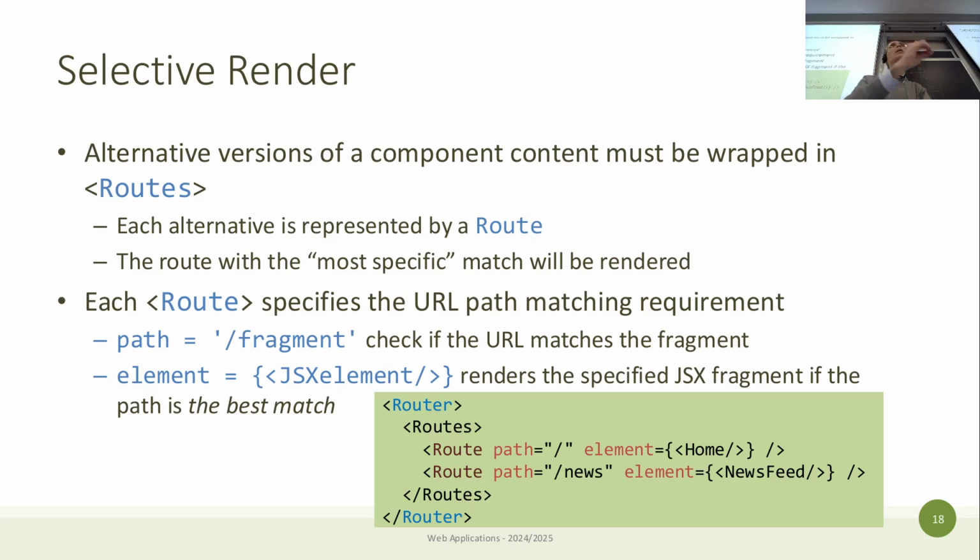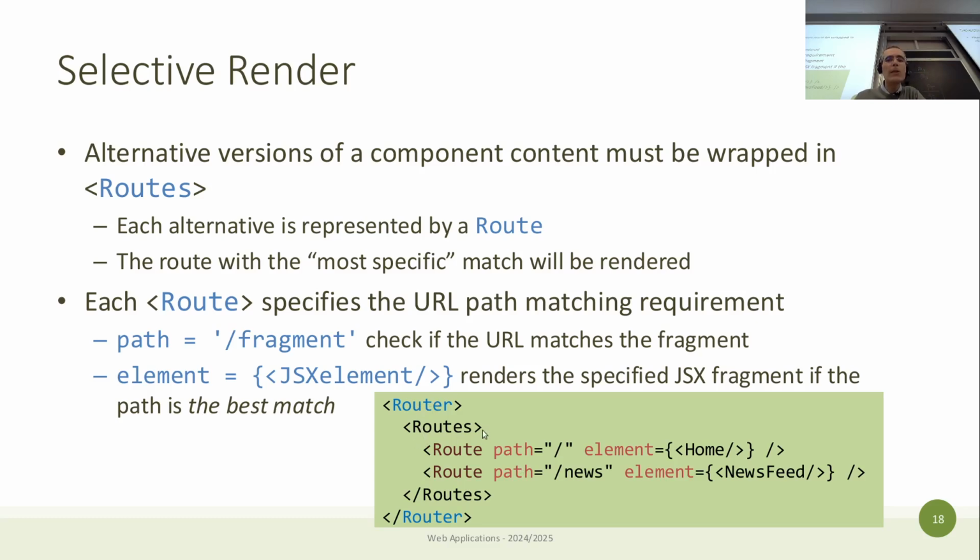Here we have path equal to, and that's the URL fragment. So the part of the URL we would like to match, and the element is the JSX element we would like to render corresponding to that URL. So you see the example here. You have a router. Actually, that's a BrowserRouter that we put outside, in main.jsx. That's why it's in blue.